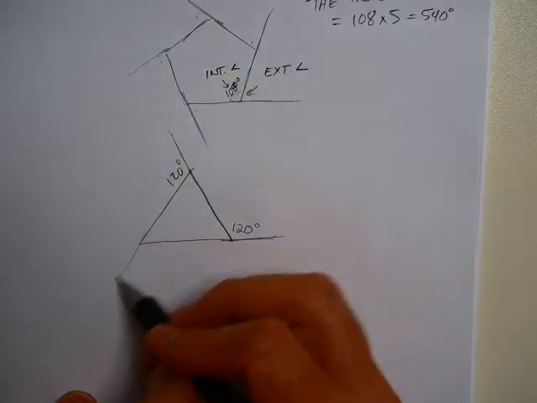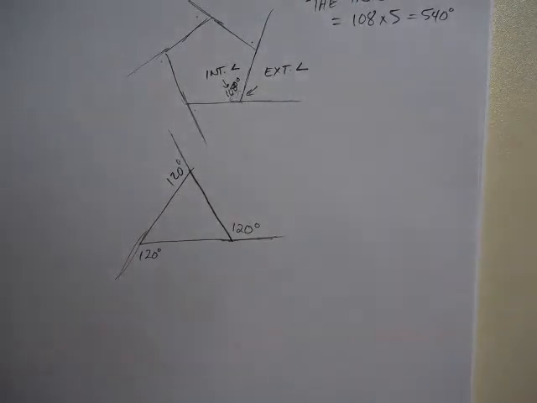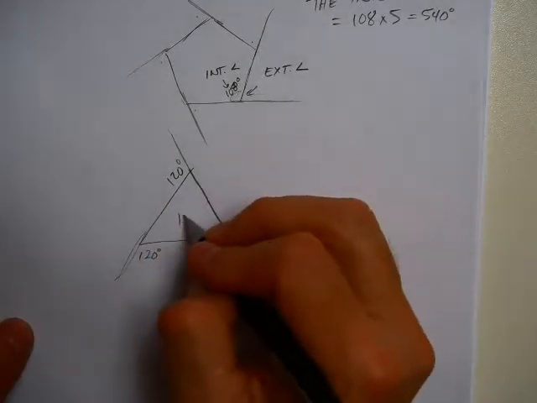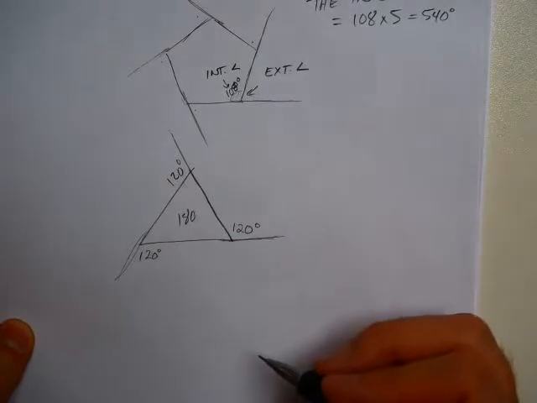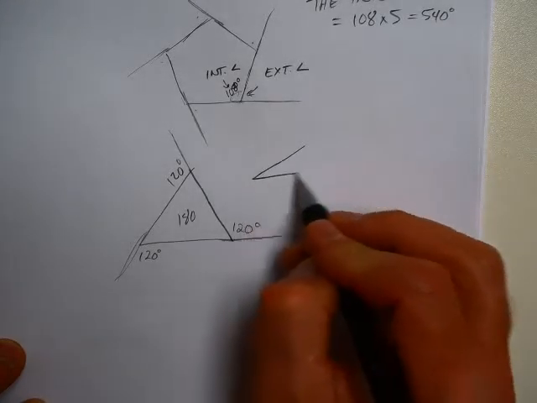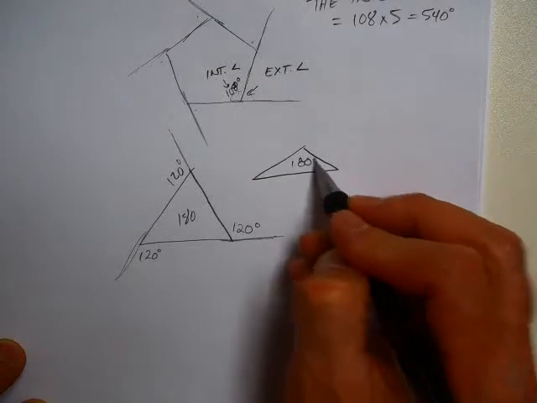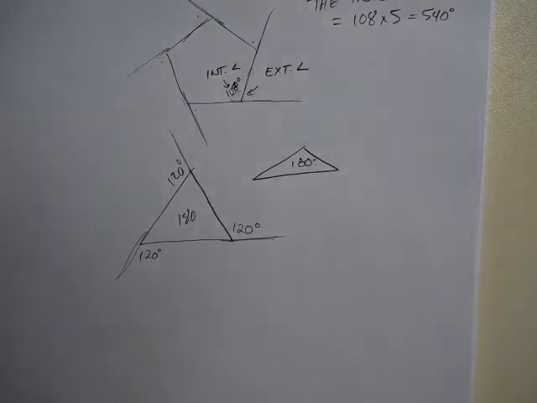So what's the total sum of the interior angles, if each one is 60? 180. Right. And here's the thing. The triangle does not have to be regular. It doesn't have to have 3 equal sides and 3 equal angles. Any triangle will have 180 degrees inside. All triangles have 180 degrees, interior angle sum.